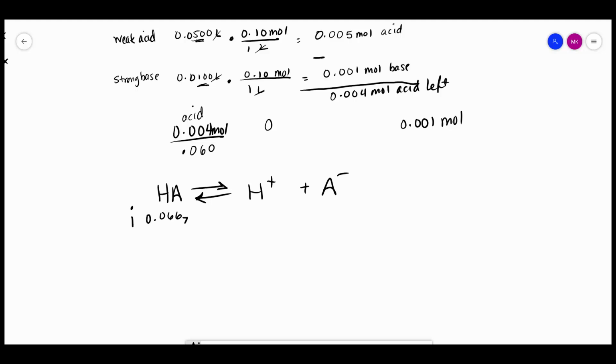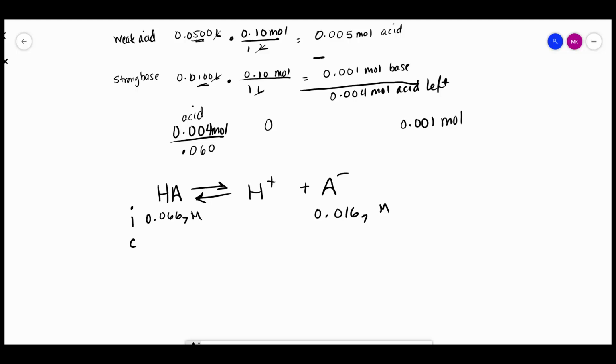Now for my conjugate base, I take that 0.001 moles and divide it by 60 milliliters, and I get a concentration of 0.016, and then the 6 repeats. So I'm just going to drop it like that. So then we have our molarity.